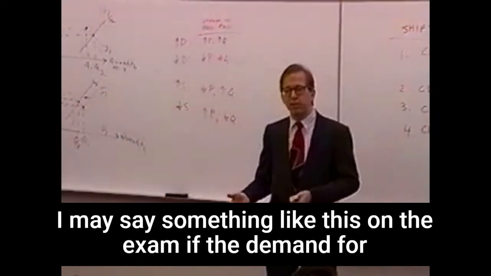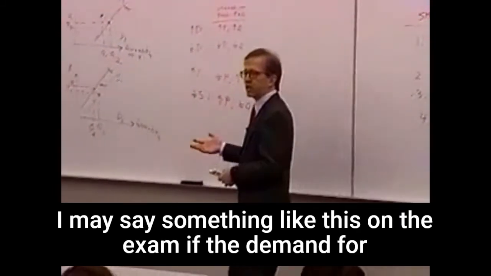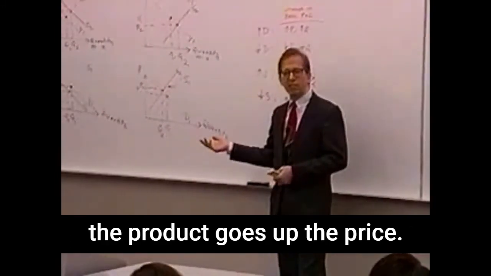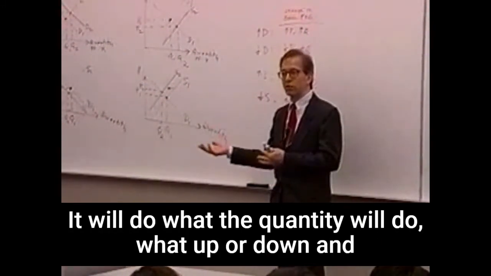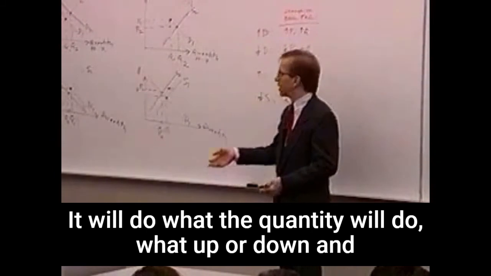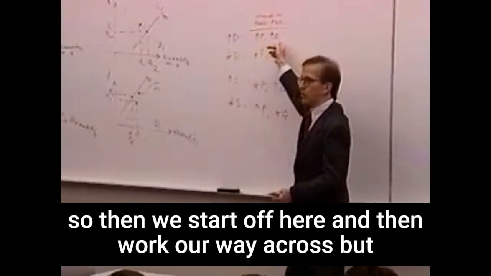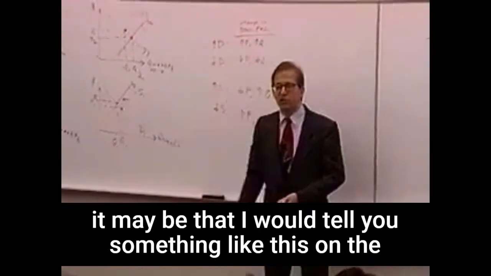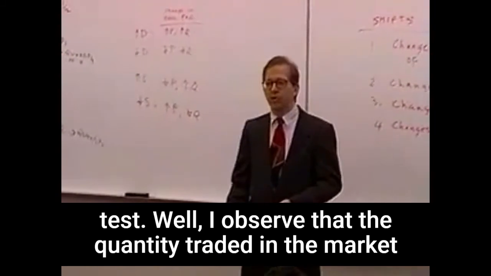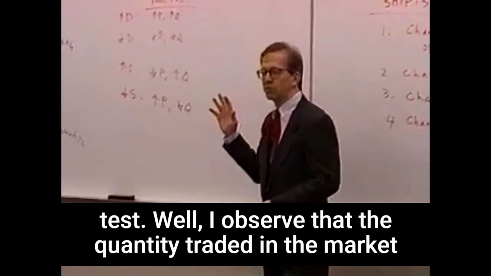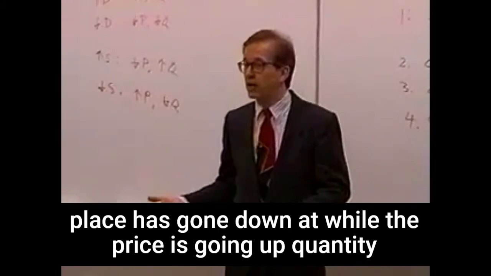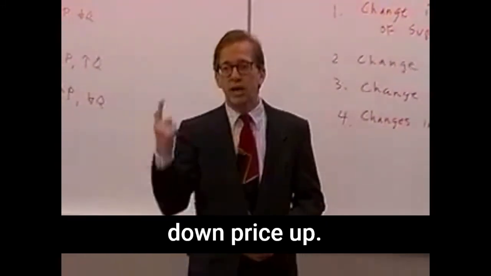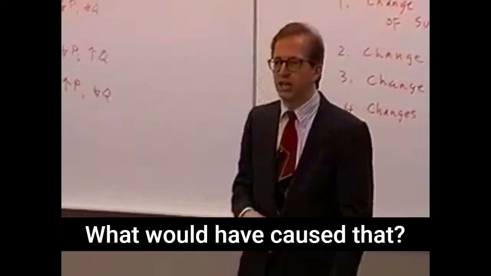Now, I may say something like this on the exam. If the demand for the product goes up, the price will do what? The quantity will do what? Up or down. And so then we start off here and then work our way across. But it may be that I would tell you something like this on the test. Oh, I observe that the quantity traded in the marketplace has gone down while the price has gone up. Quantity down, price up. What would have caused that?